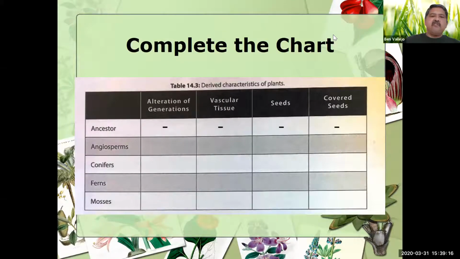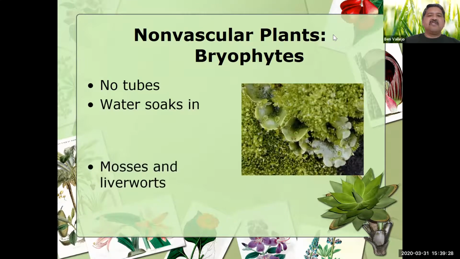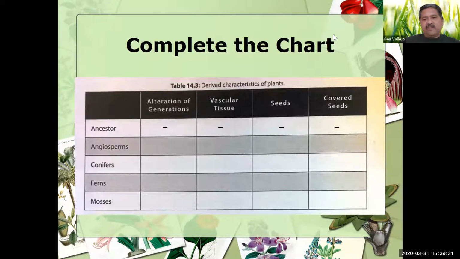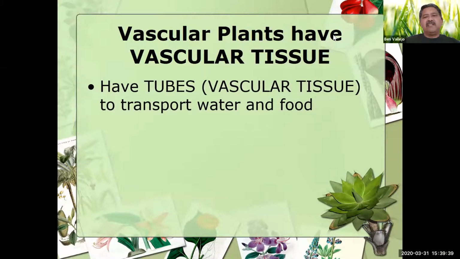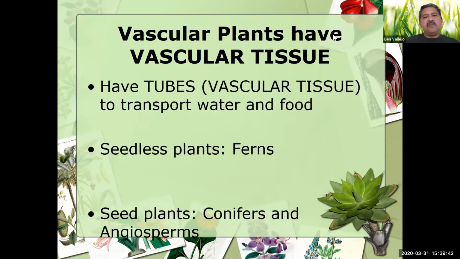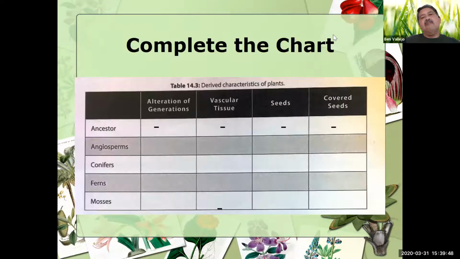So if you take a look at your chart, if you can complete it like that, it's minus all the way across, or no if you want to write no in there. Well, the mosses, remember, have no tubes and the water just soaks in. Those are the mosses and the liverworts at the bottom of our chart. So they have no tubes, they have no vascular tissue. Vascular plants do have that vascular tissue, which are the tubes. Those are the seedless plants, and the seeded plants are both vascular tissue plants.